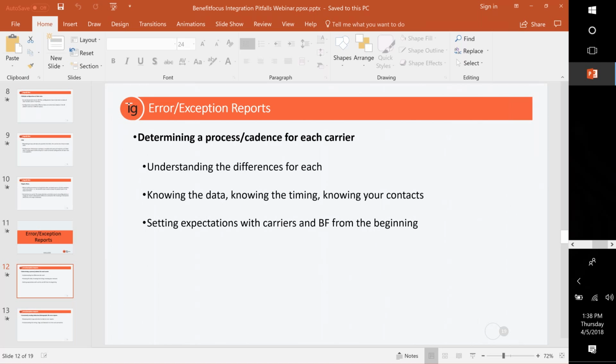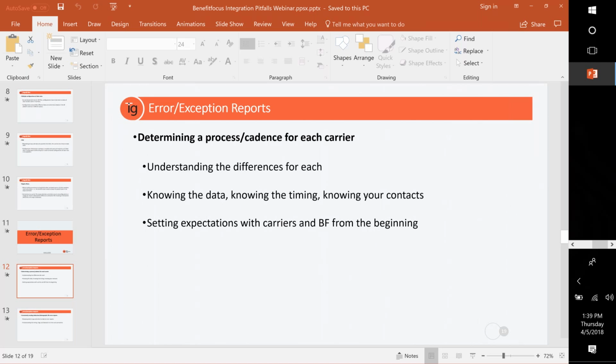Another thing is, even if you can't do it from the beginning, setting an expectation with your carriers and with Benefit Focus that you know what you're doing, that you check your error reports, that you expect to see them by a certain time, and that you expect to have an answer on errors is key. The reason I say that is because sometimes the squeaky wheel gets the grease. Open enrollment leaves a lot of teams, not just Benefit Focus, short-staffed and people scrambling for resources. And if somebody's not complaining about it, sometimes it's not worth doing because I have so much on my plate right now that I wouldn't be able to get to it even if I tried.